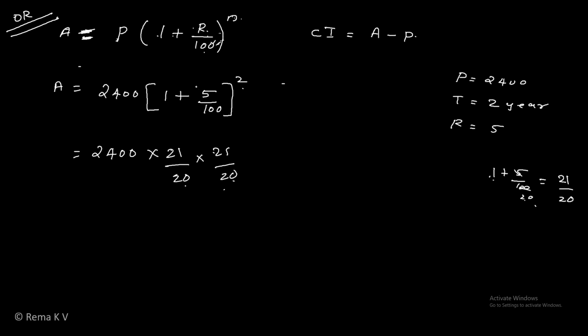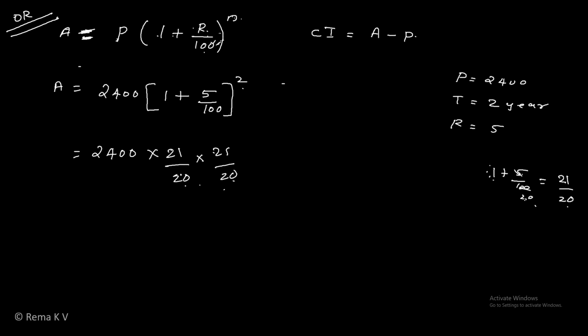Inside the bracket it is 1 plus 5 by 100. This 5 by 100 can be simplified as 1 by 20. Taking LCM, 20 into 1, 20 plus 1, 21 divided by 20 is the denominator. Whole square is here. So 21 by 20 into 21 by 20.